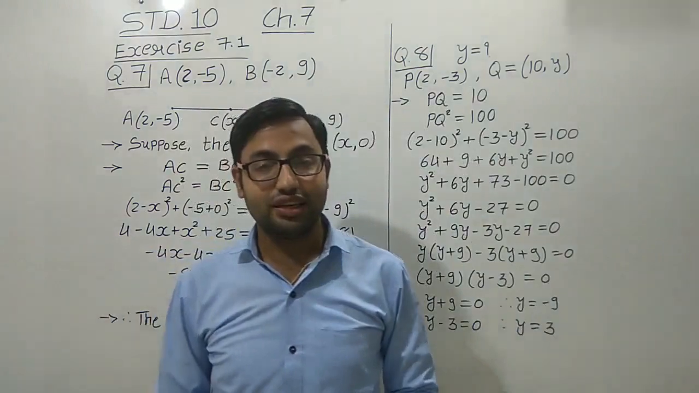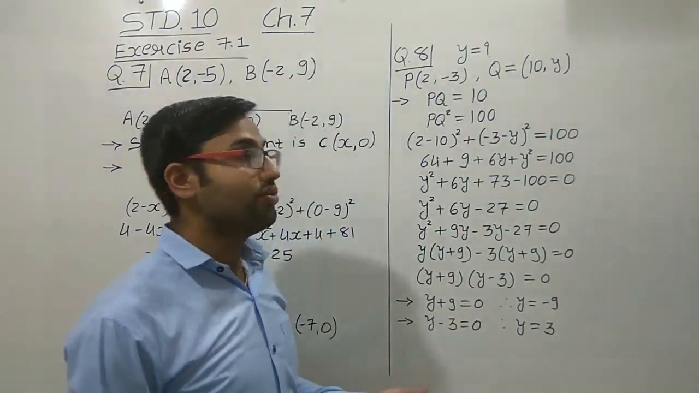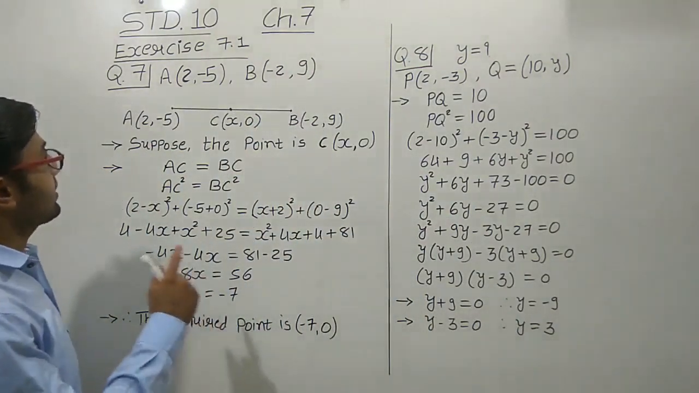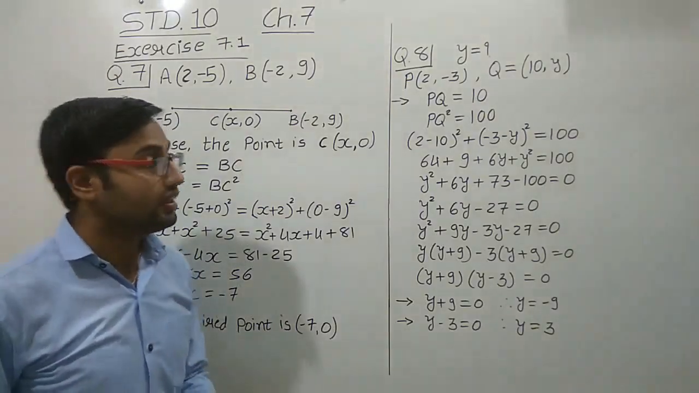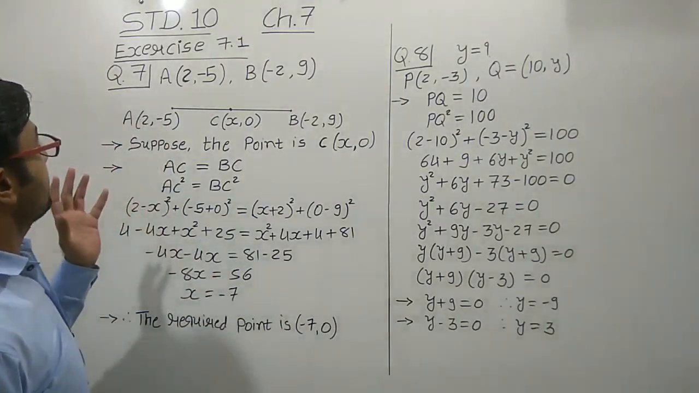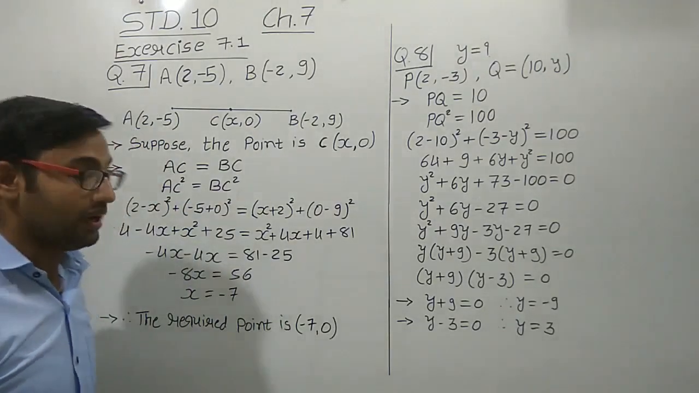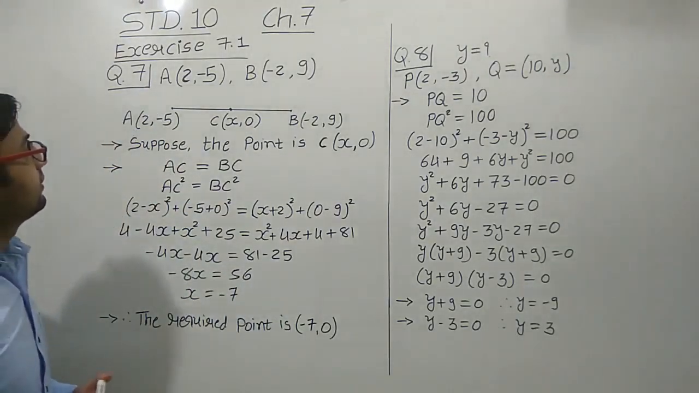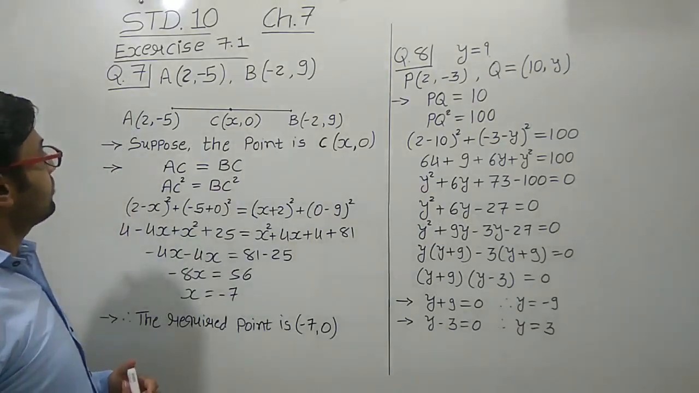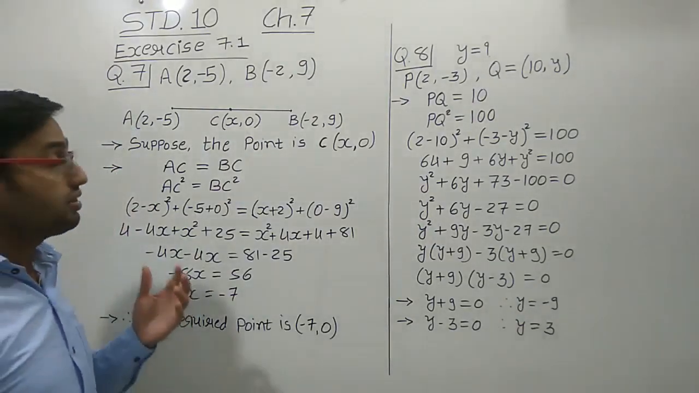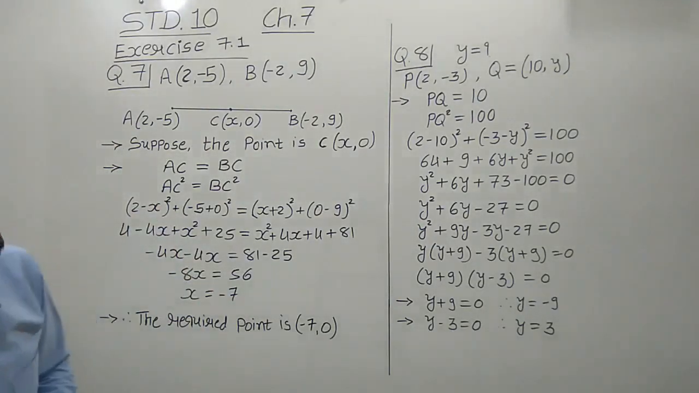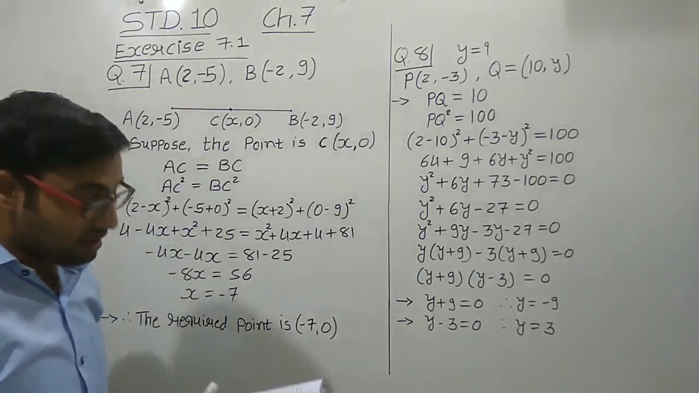Hello students, today we will continue our exercise, that is exercise 7.1. This is the exercise of standard 10, chapter number 7, coordinate geometry. So in this exercise we have studied up to the question number 6. So now the question number 7. And what is the question?